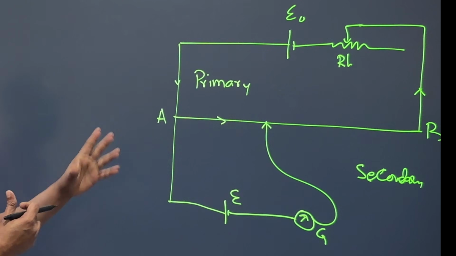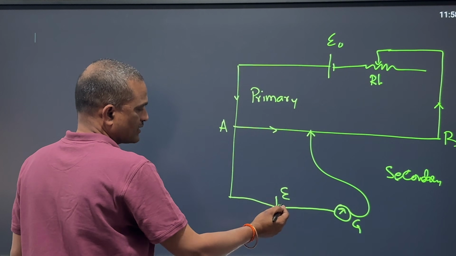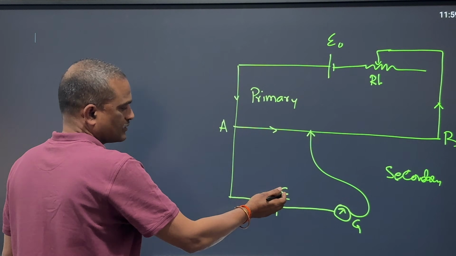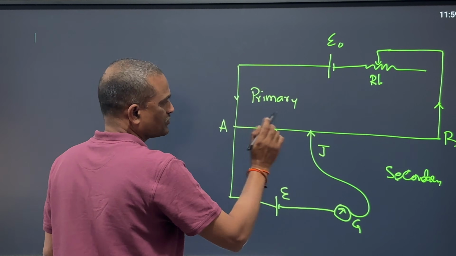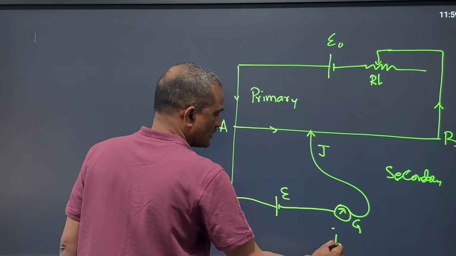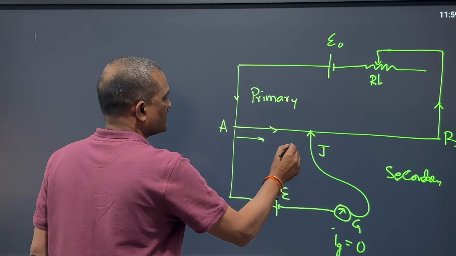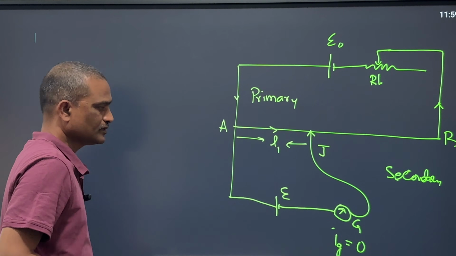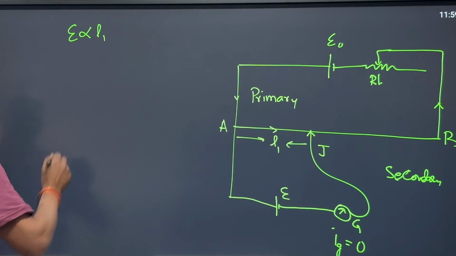This is the basic circuit of a potentiometer. In the secondary circuit, we connect an unknown electric cell. The jockey is moved from A to B till the galvanometer reading becomes 0. Let us say the balancing length in this case is L1. So, E is proportional to L1. This is the first one.